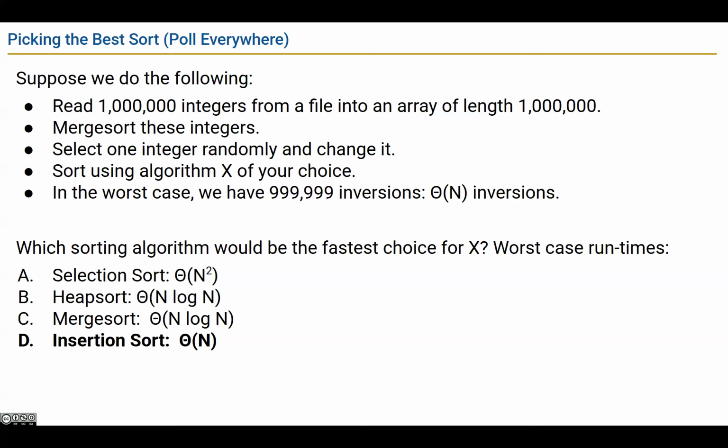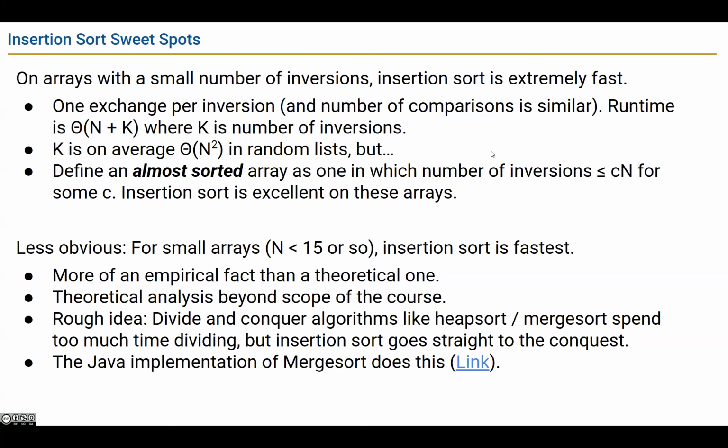Theta n, because we do exactly one swap for every inversion. In particular, we're going to have n plus k, where k is the number of inversions, which for a random list does end up being close to theta n squared. You can show that mathematically.